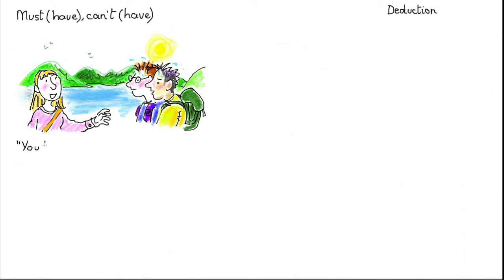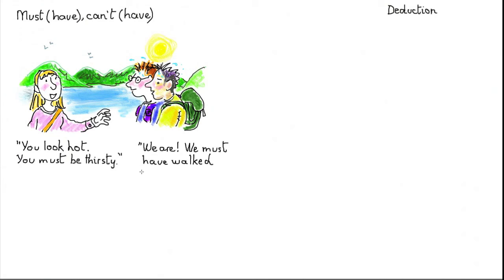She says, "You look hot," which is true, they do. And she then goes on to say, "You must be thirsty." That's the conclusion she draws from the way they look. And they say, here we go, we must have walked at least 20 miles. So those are two deductions.